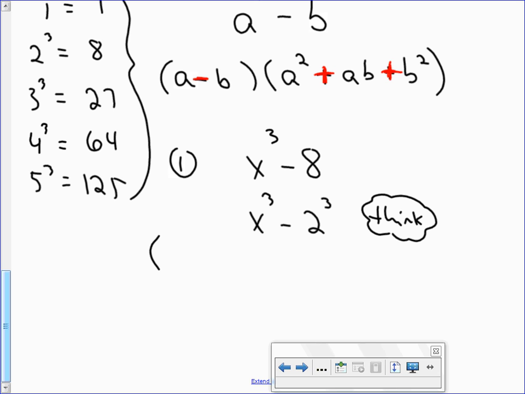So a set of parentheses. And what goes in the parentheses were those two bases up here. So what are the two bases here? I can put it right next to it, a little bit higher.